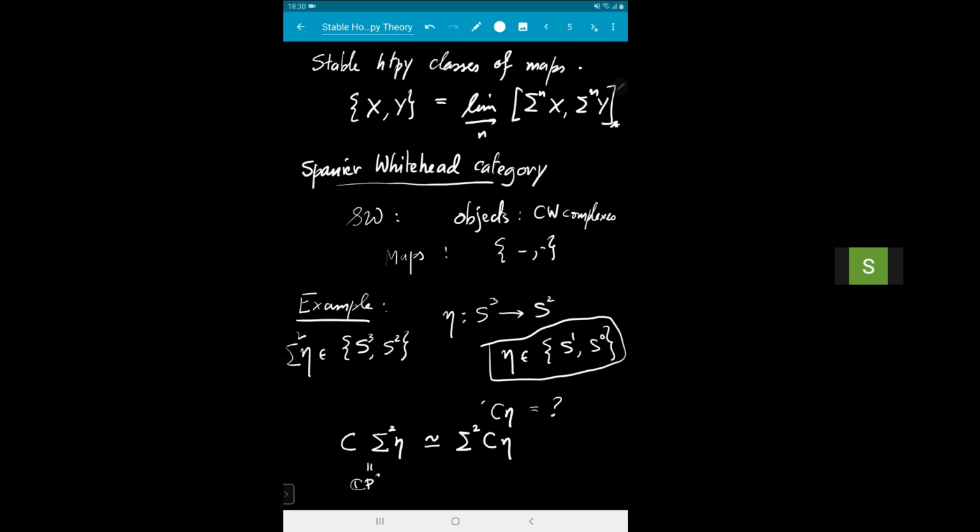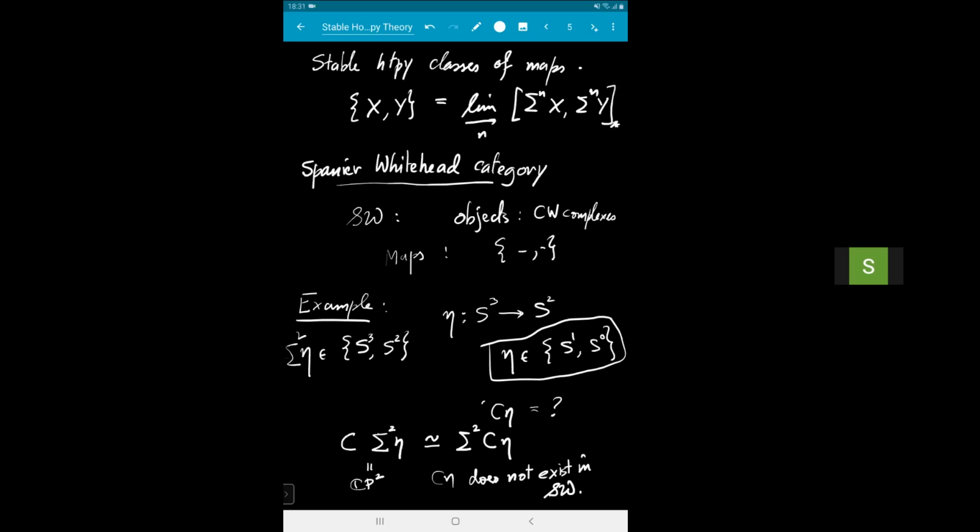Okay, so the problem here is that I don't have an object in my category whose double suspension is CP2. So this cone of eta does not exist in SW. Okay, so I hope you understand this point.